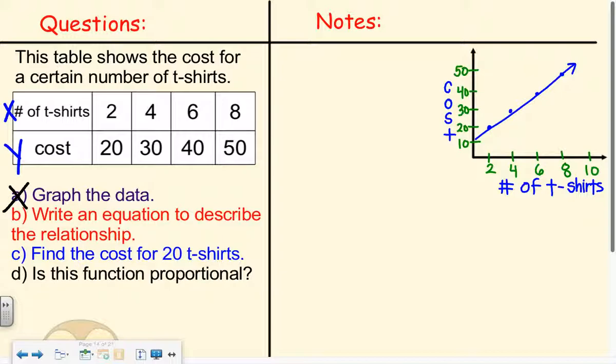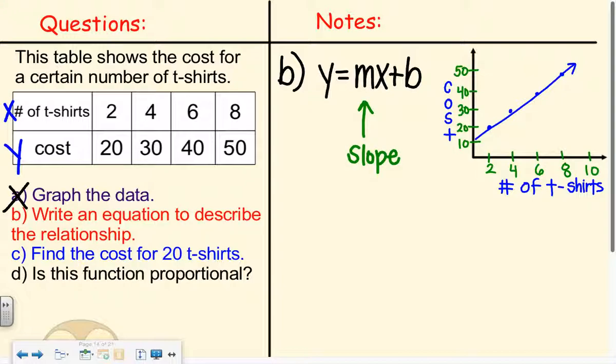So part B, write an equation to describe the relationship. And again, we want this equation to be in mx plus b form. All right, so the first thing I need to do is count my slope. That is my m. M is slope. So I'm going to pick 2 points on my line and count my rise and run. So I'll just pick the first 2. So I'm rising from 20 to 30, so I rise 10. And I'm running from 2 to 4, so I'm running 2. 10 over 2 is 5. So that means that my slope is 5.